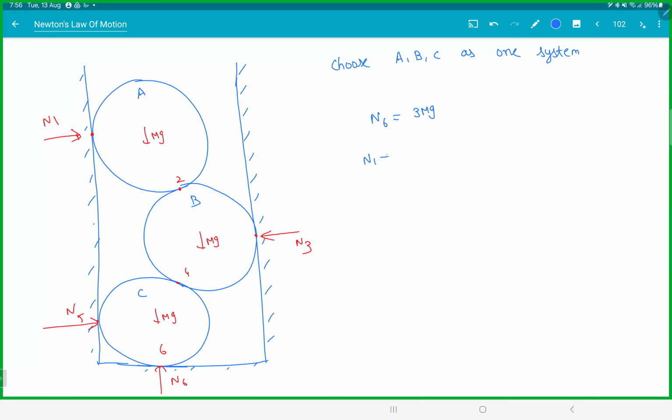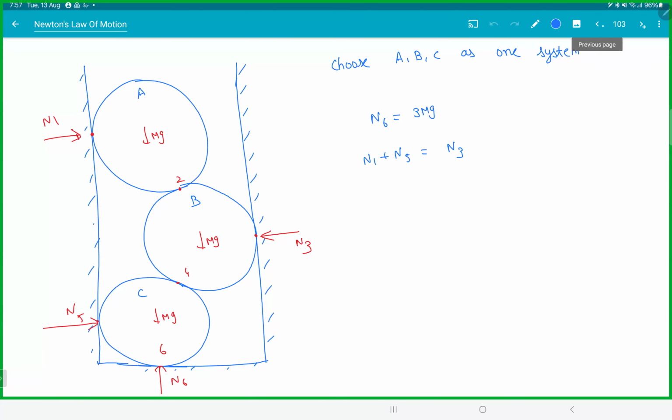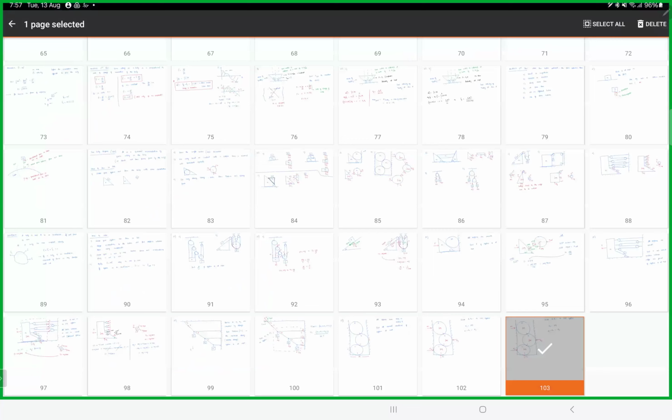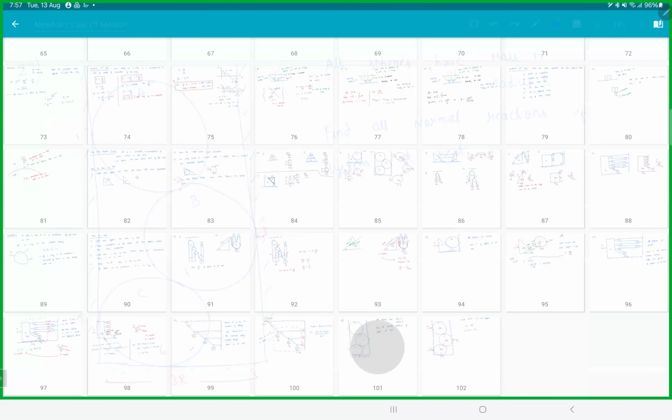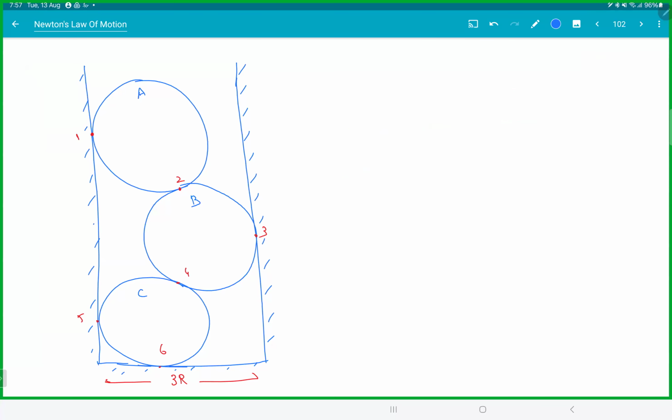Horizontal direction, N1 plus N5 must be equal to N3. That much I know. That means if I can find at least N1, N5, N3 I can find. Great. And if you look at the angles here, you can clearly see, let me show that in the next page. Look at the angles here.